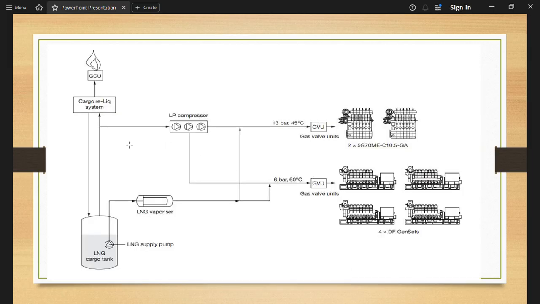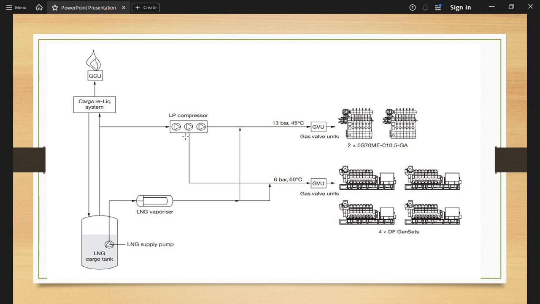You can see here LNG cargo tank we have here, LNG supply pump is supplying here, LNG vaporizer, then it is going to 6 bar gas valve unit, and it will go to the engines. Okay, 4 into DF generator set gas valve unit, 2 into this is for 13 bar. At 6 bar it is going for the generator, 13 bar 45 degree it is going for the main.